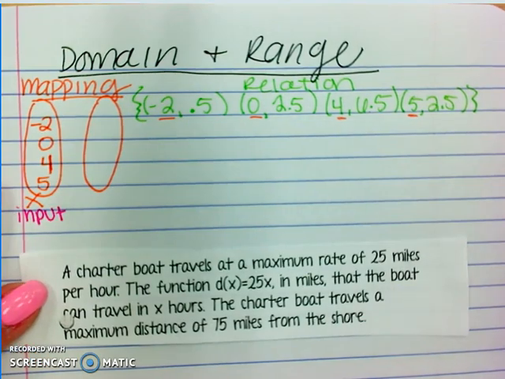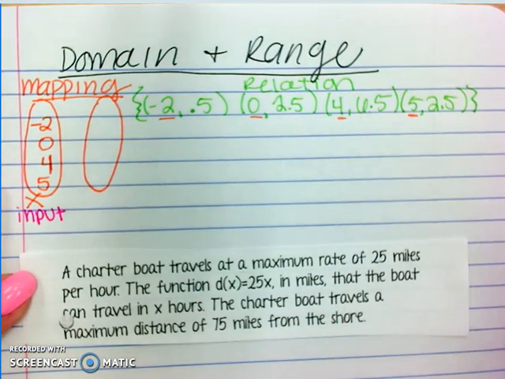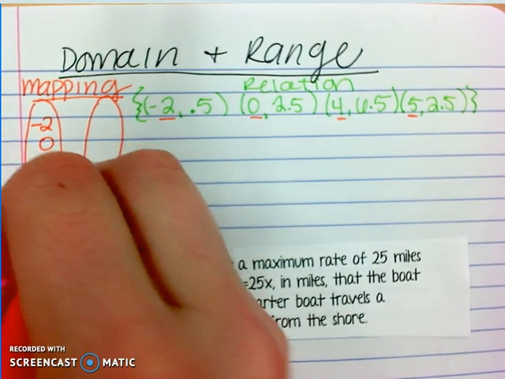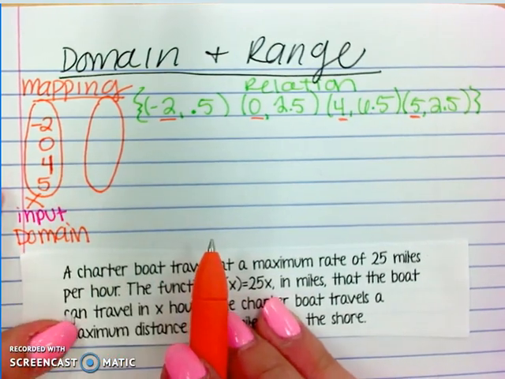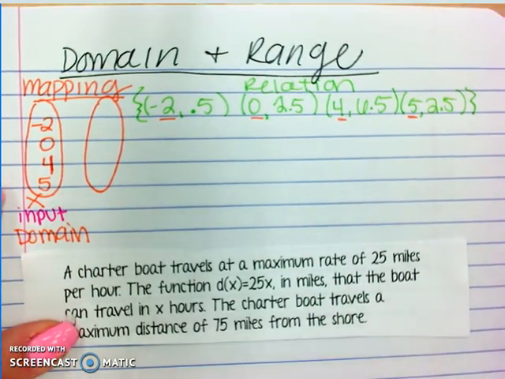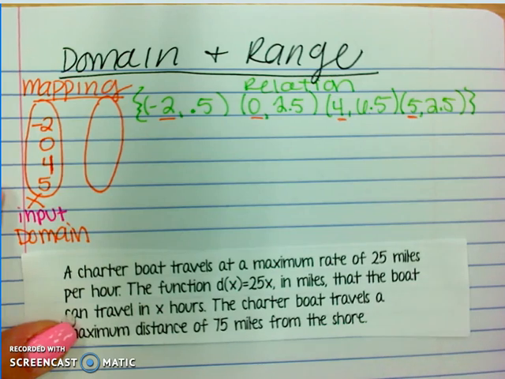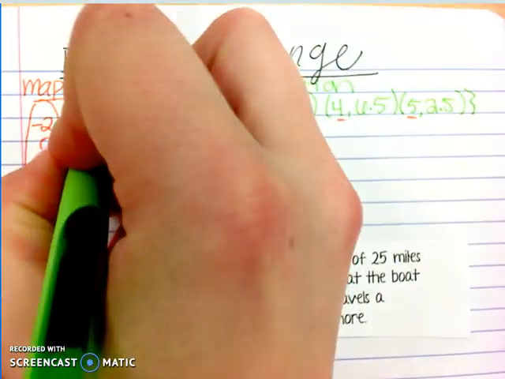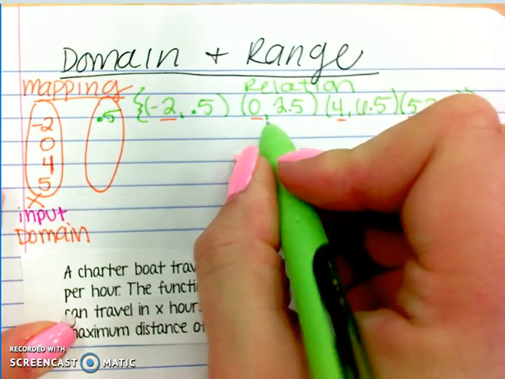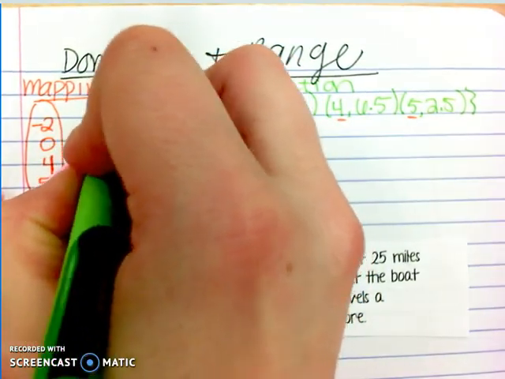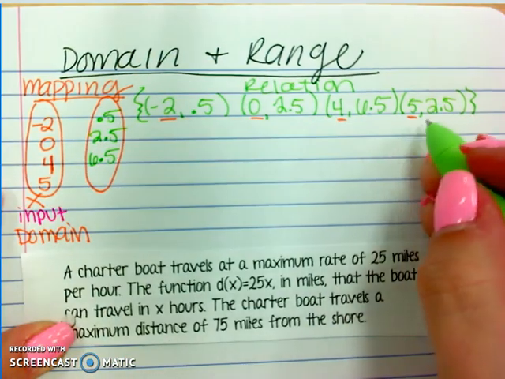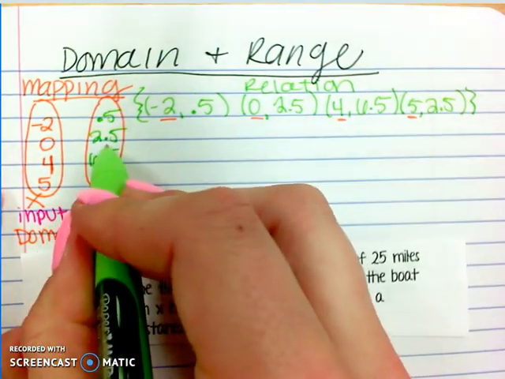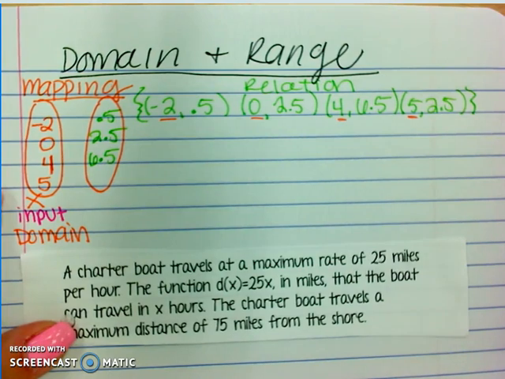And today we're introducing the word domain. The domain is the input, or all of the x values. And they're paired with 0.5, 2.5, 6.5, and 2.5 again, but I already have 2.5, so I'm going to leave it there.